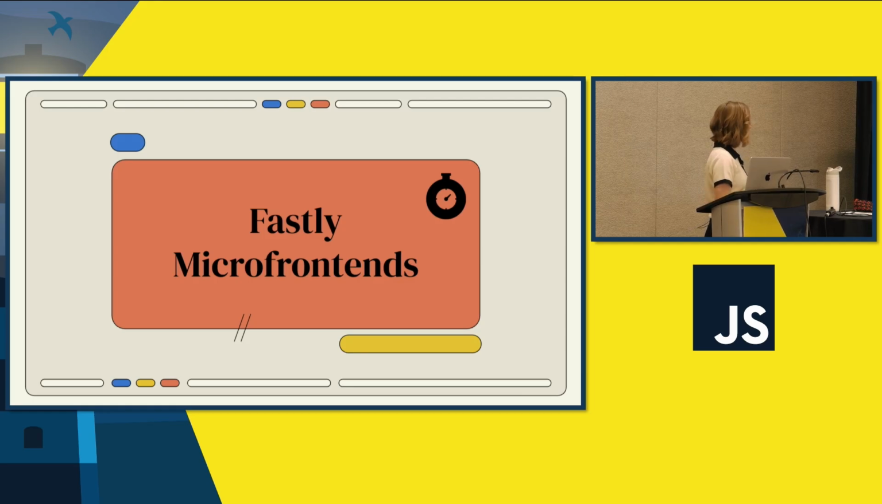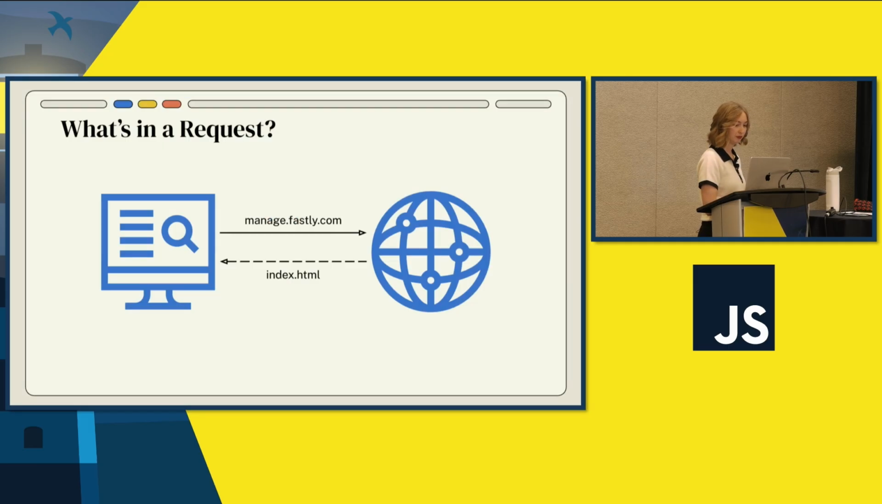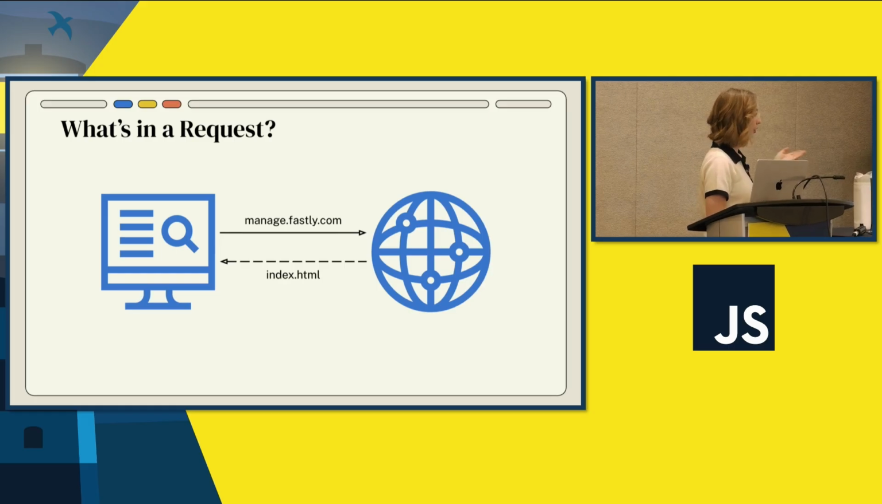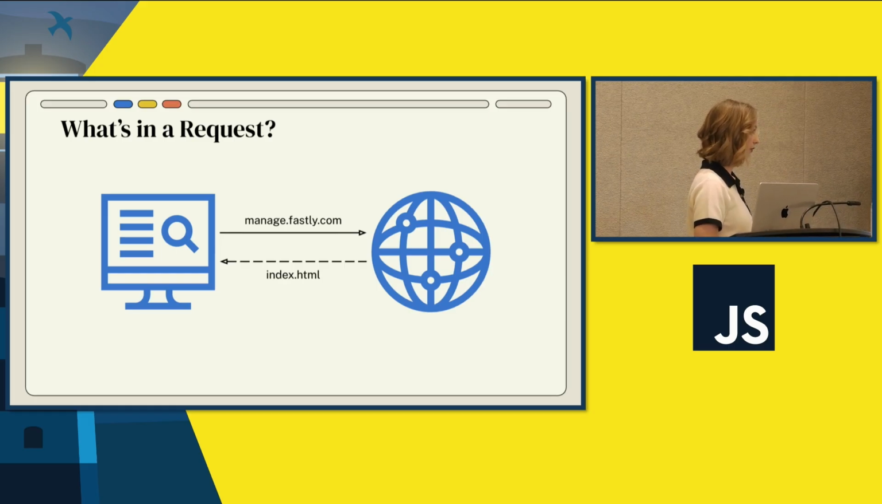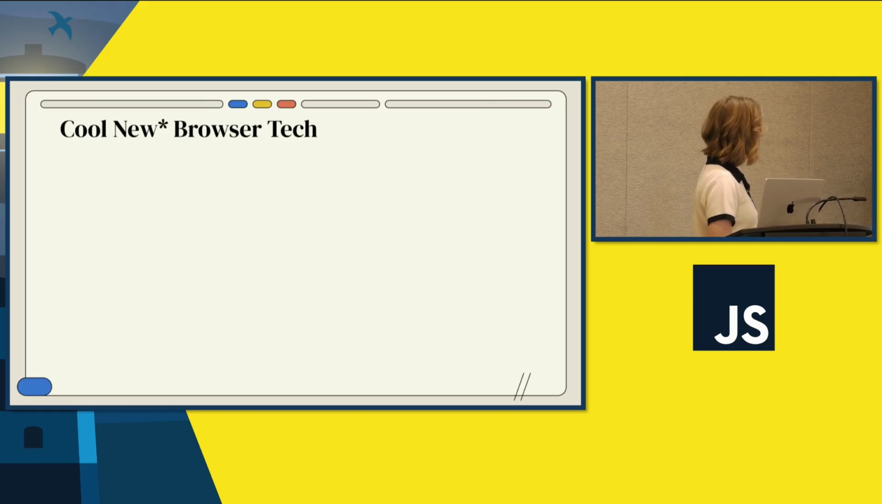We're going to dig in now and take a look at what this looks like for a request and how we serve assets with our microfrontends. So first up, we're going to start really high level. You make a request to manage.fastly.com, and you'll get back an index.html file. Pretty standard stuff, right? Let's look at some of the browser tech that's going into that. I'm going to say new with a caveat here that it's not new anymore, but it was at the time we were looking into it.